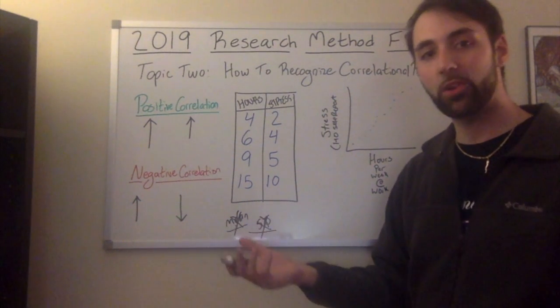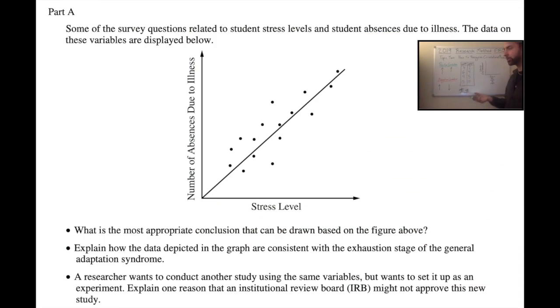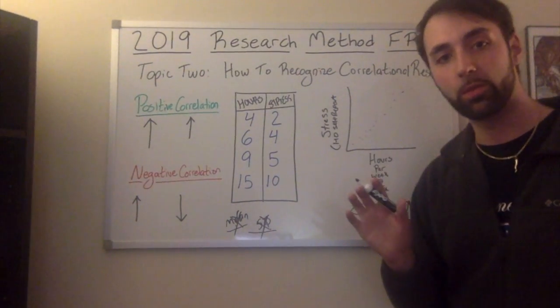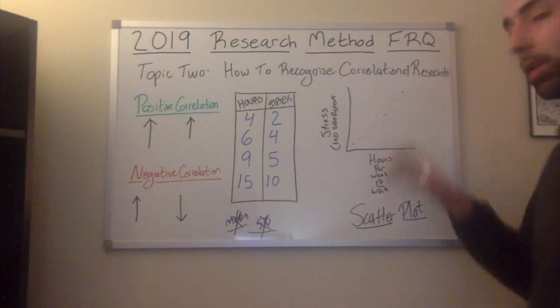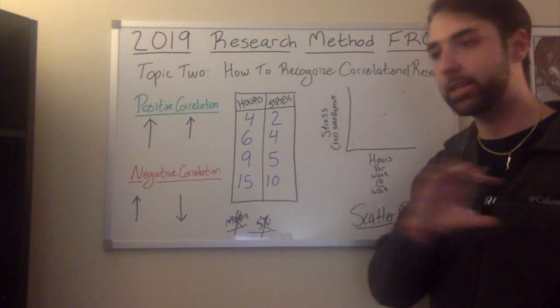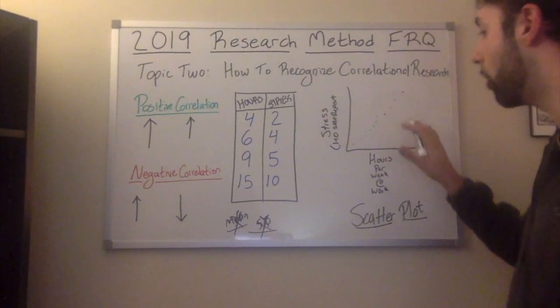Alternatively, and this has been shown on the AP exam, it was like this I think 3 years ago, they showed a scatter plot and they asked, what is the conclusion that you can draw from this research? And because it was a scatter plot, that is a dead giveaway that you're looking at correlation. Correlation is always shown with a scatter plot. Not a bar graph, no other type of graph, not a distribution curve, nothing. Always on a scatter plot.